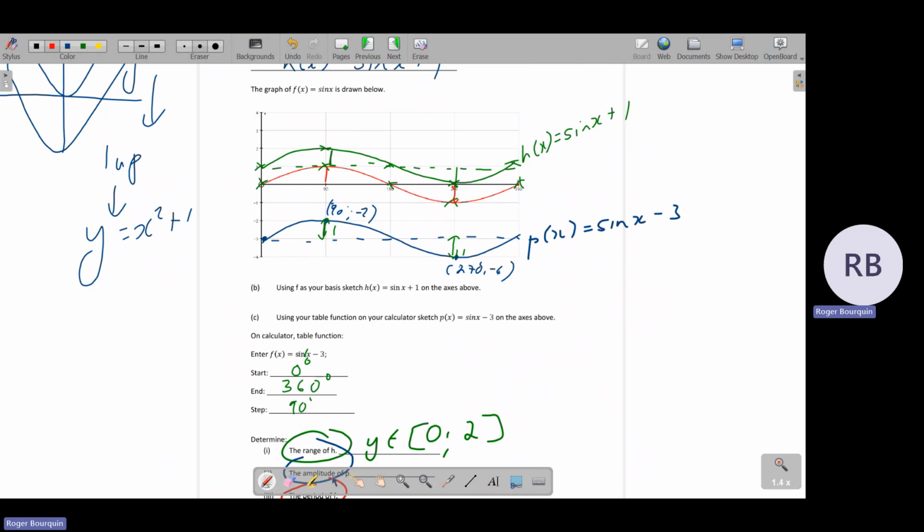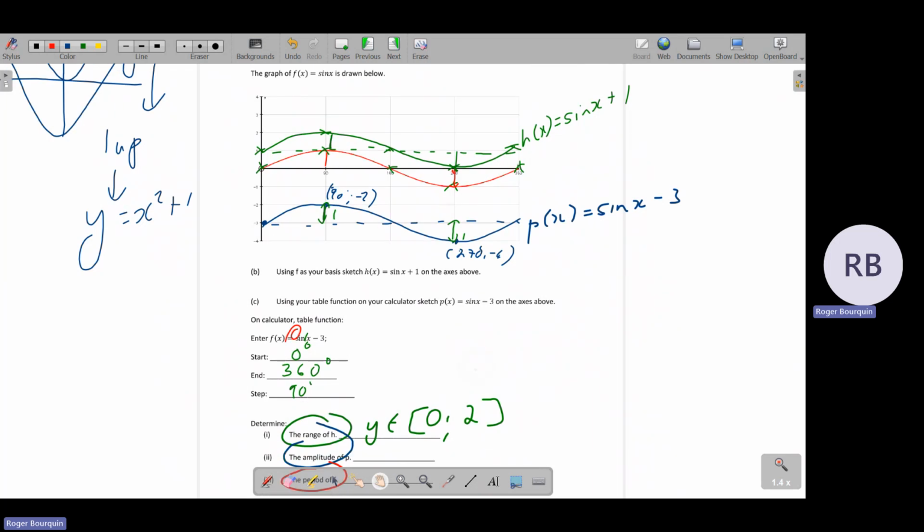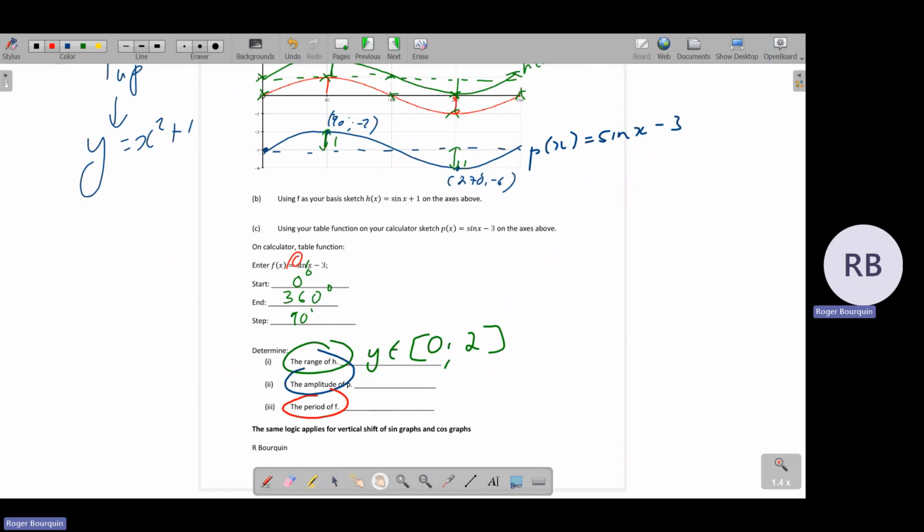Why hasn't the amplitude changed? Because the number in front hasn't changed. You with me? So all of these graphs have the same amplitude. They have an amplitude of 1. To make a note, this is the same for all. And have the periods of the graph changed? Has it been squished or stretched out? No. Periods are still the same. The period is equal to 360 degrees to complete the full wavelength.